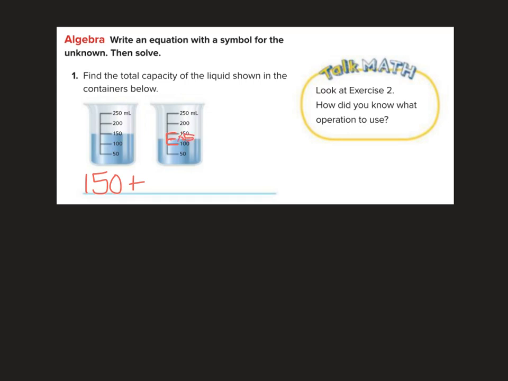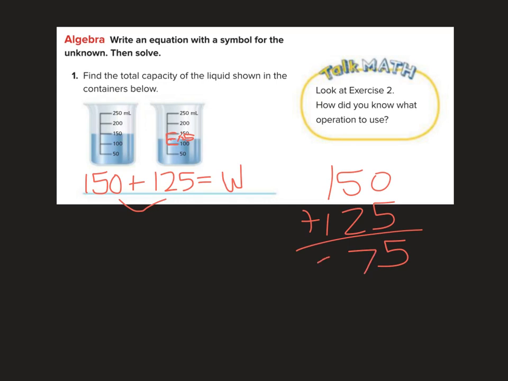I know that half of this is 25, so this would be 125. So if I do 150 plus 125 equals the unknown, which we're going to call W for water, now I need to solve. 150 plus 125 is 275.